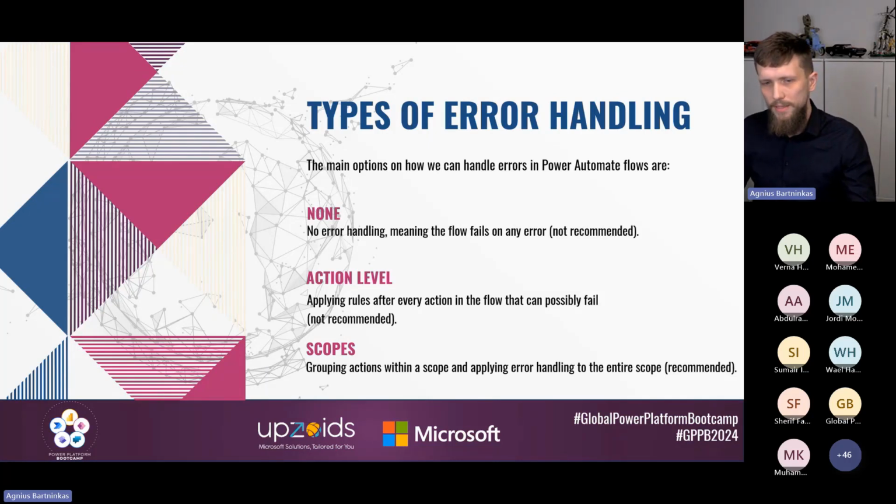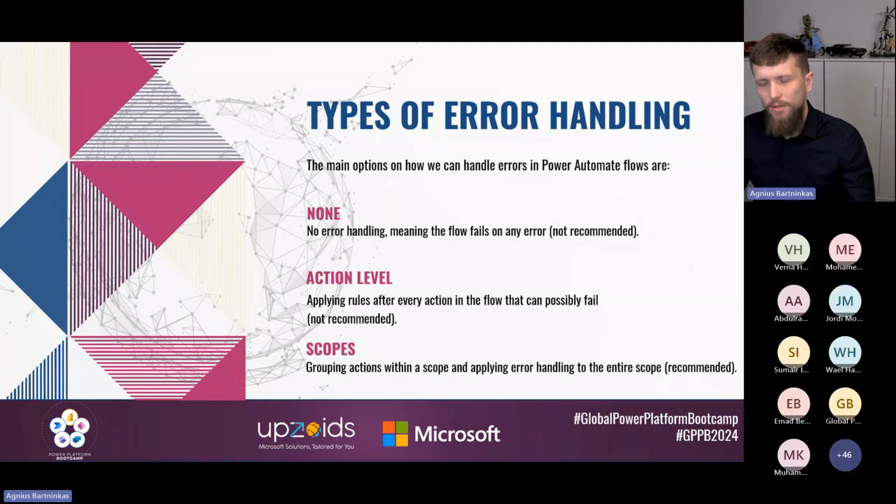But as mentioned, because we need to use the run after settings and add extra steps for everything we want to handle, this would essentially mean we need to add extra actions for every single action in our flow if we want to handle any errors in it. And as such, it can easily make even the simplest flows into large and complex and hard to understand constructs, just overly complex where it's not really necessary. So it's, again, not really recommended.